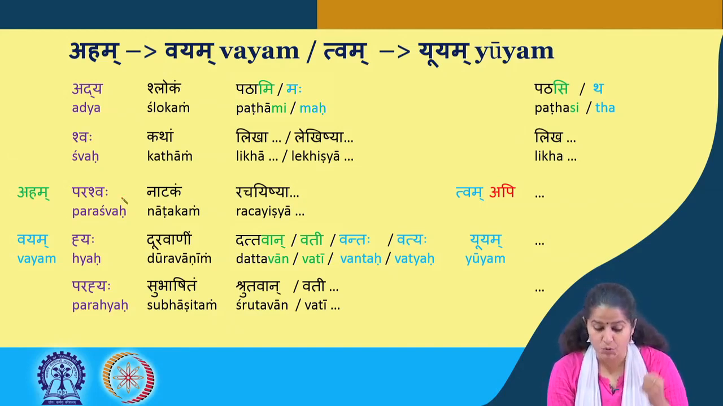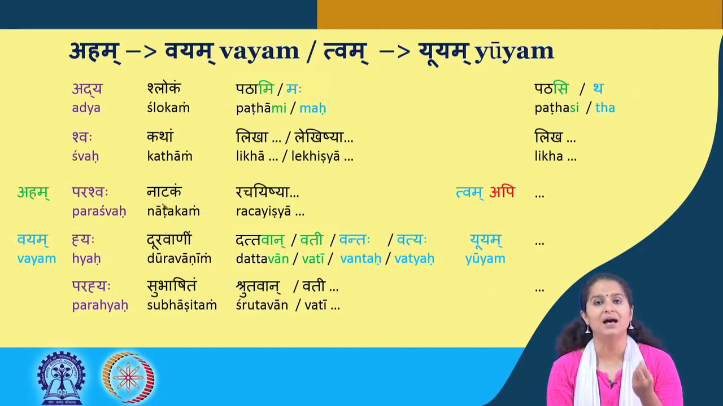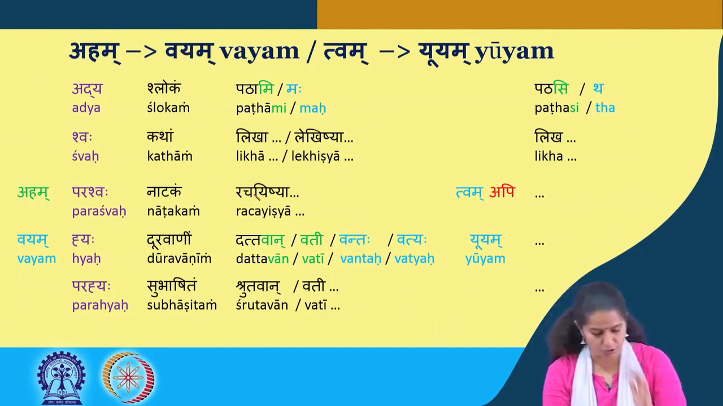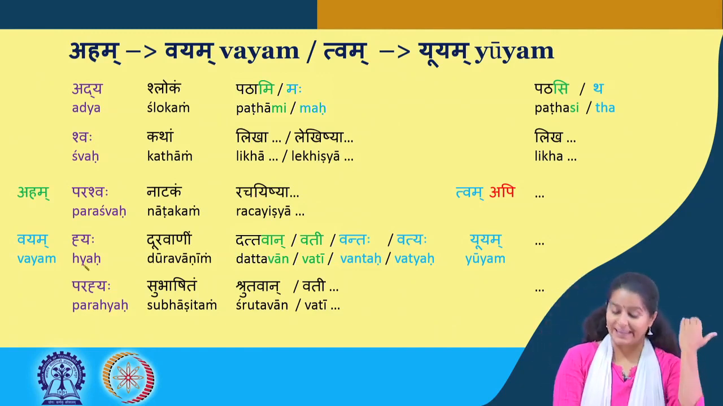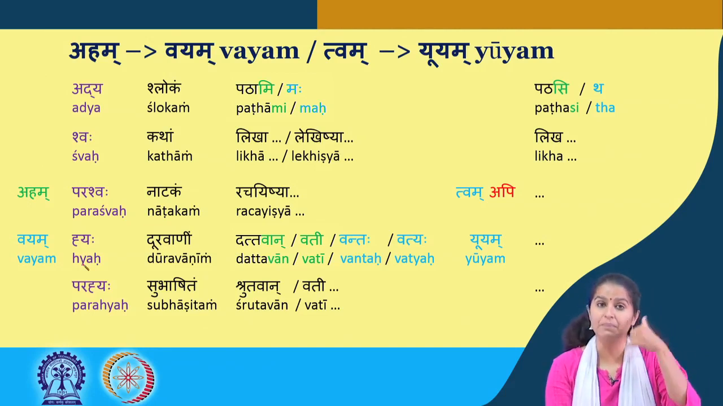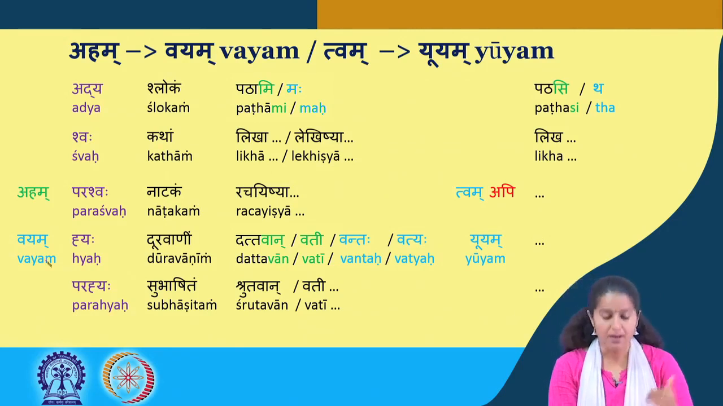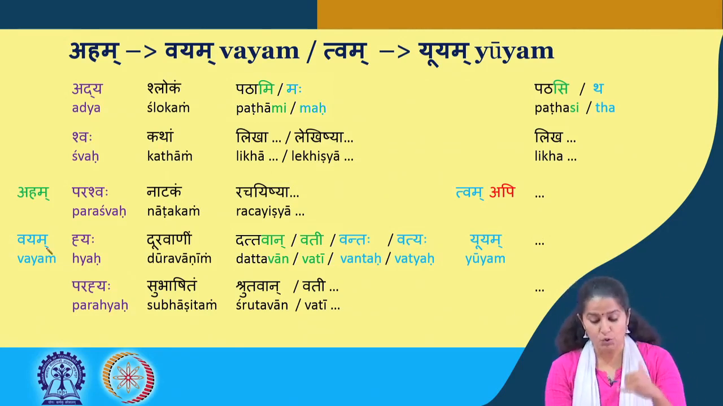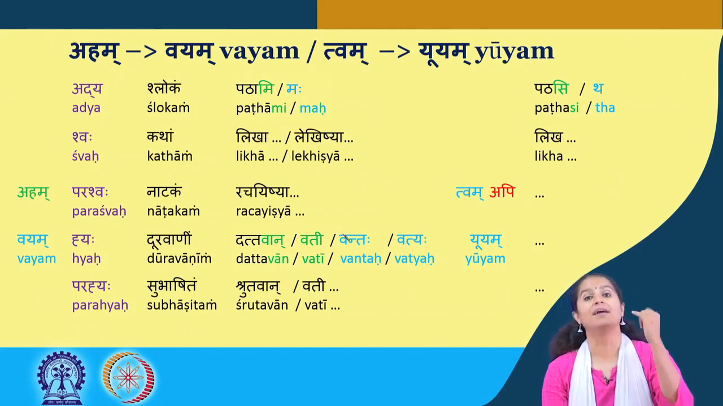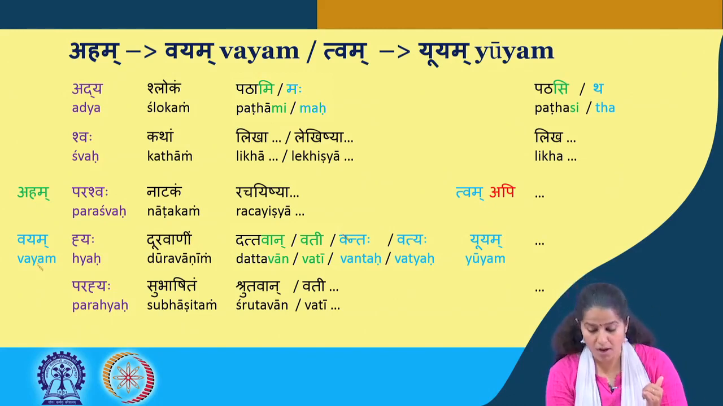Next, aham parashvaha natakam. Natakam is a drama, just like katha was a story. Natakam rachayishyami, I will create it. Vayam parashvaha natakam rachayishyamah. Uttamam. Next, aham hyaha दूरवाणीम दत्तवान or दत्तवती. Plural. Vayam hyaha दूरवाणीम dattavantah. We gave it. Or dattavatyah if it is the feminine.